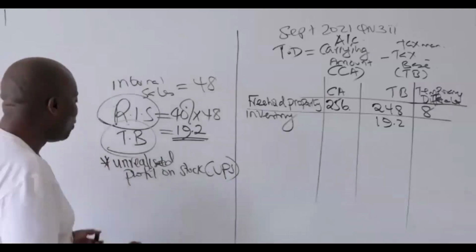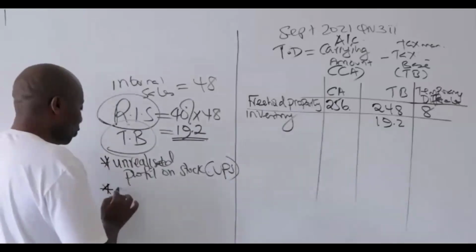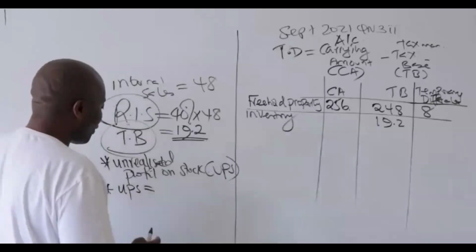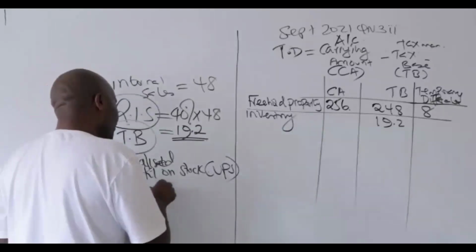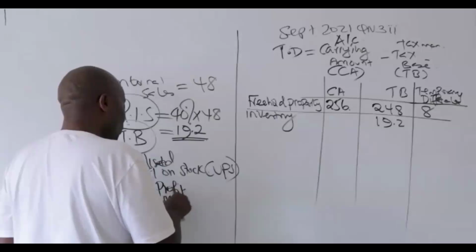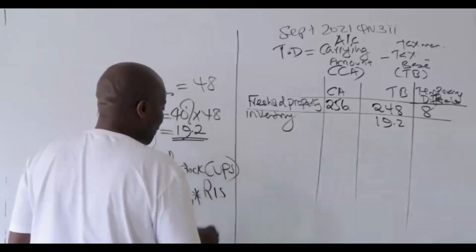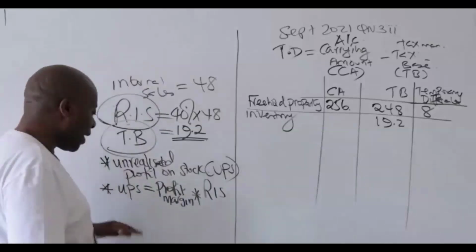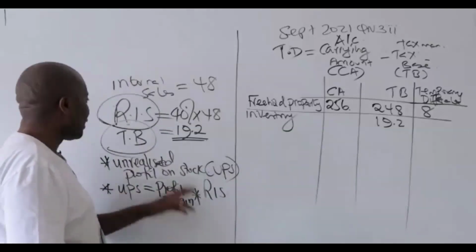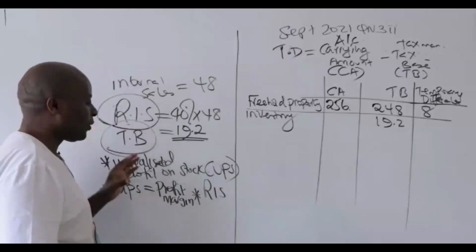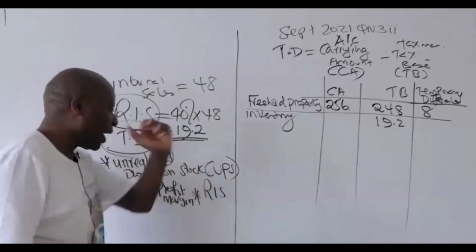And I know you guys are somehow used to this. If you can remember from your intermediate level, to get unrealized profits on stock, we were taking profit margin times REES, the remaining intra-sales. If I were you, I would write this down and highlight it with a yellow highlighter.